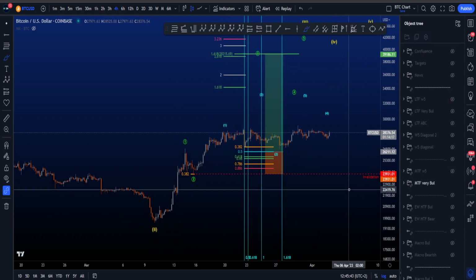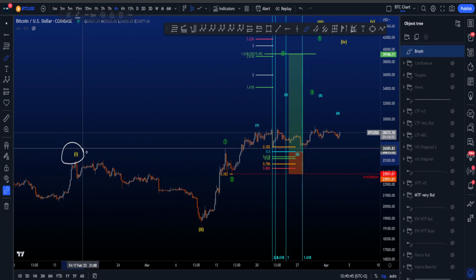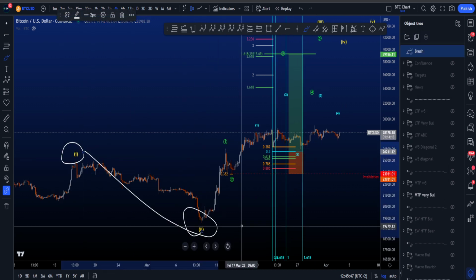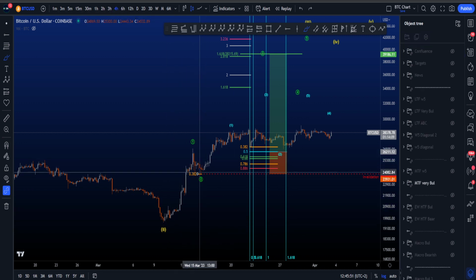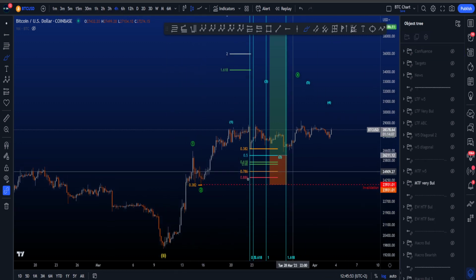The very bullish scenario on the medium time frame is that we have wave 1 over here and 2 over here, which are a very high time frame count. And then we have the green 1, 2, followed then by the blue 1, 2. And I will zoom into this scenario on the lower time frame counts in a second.